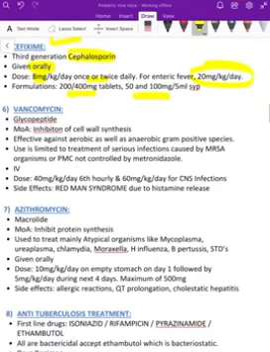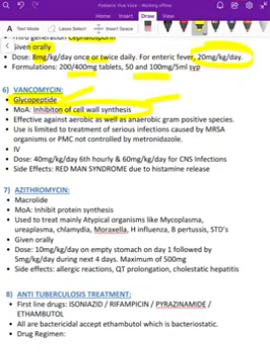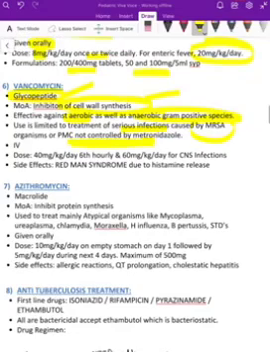Next is vancomycin. Vancomycin belongs to the glycopeptide group of antibiotics. How do they act? They act by inhibition of cell wall synthesis. When is it used? It is effective against aerobic as well as anaerobic gram positive species and is usually limited to treatment of serious infections caused by MRSA, methicillin resistant Staph aureus, or pseudomembranous colitis that is not controlled by metronidazole.